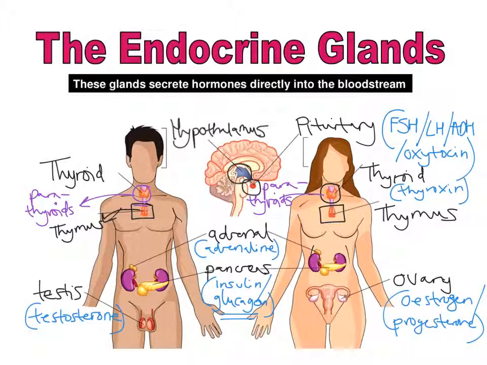So there we have just a very quick overview of the endocrine system, the glands that are involved, and these are the glands that secrete hormones directly into the bloodstream. Okay, I hope that helps.